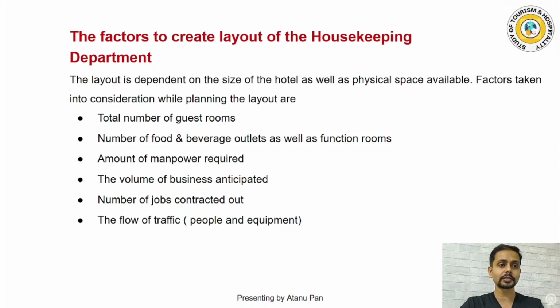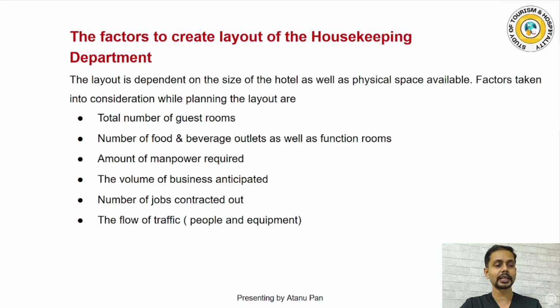Number of jobs contracted out. There are many contracted, outsourced services in the housekeeping department, for example, a babysitter, a pest controller, maybe a florist. So these are different contractual services. If the number of contractual services is more, definitely there should be a section for them where they will come, report, and go for their duty. To manage the contractual services, there should be a separate place. And if there are only one or two contractual services, and the rest of the services are in-house, then we do not need that much separate place for them.